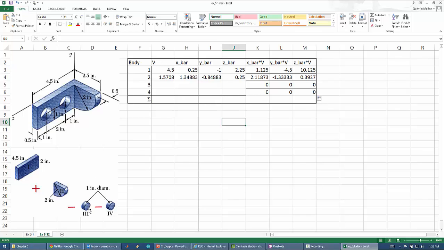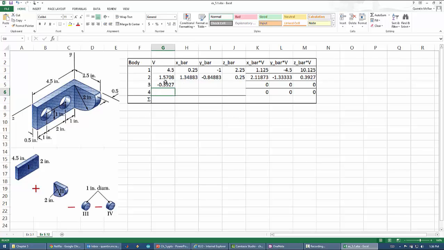Okay, body 3. So which one is body 3? To be consistent with the book, we'll call this one body 3 and this one body 4. Okay, so what is the volume of body 3? Well, we're talking a circular disc with a diameter of 1, so it's going to be pi times r squared, where r is 0.5, which is the area, times the thickness, times 0.5. But this is going to be a negative value because we're subtracting it off.